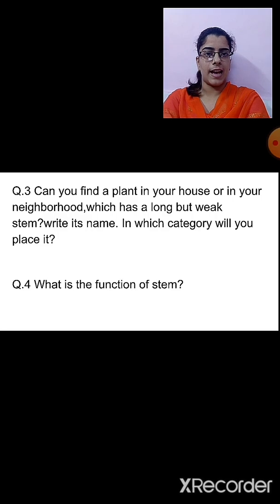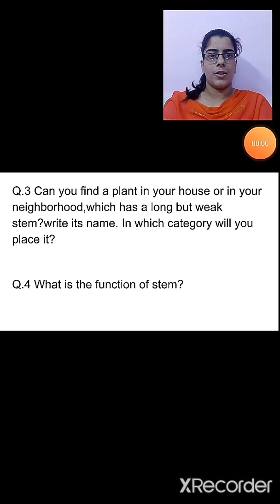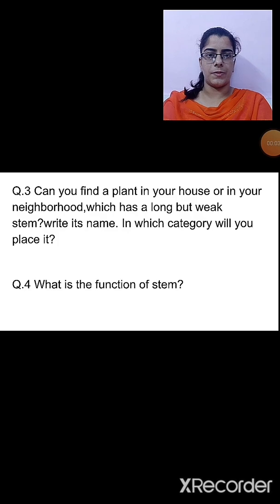Money plant could be the example. Which category does the money plant belong to? It is a climber. It has a long but a weak stem. Question number 4 is write the functions of stem. What are the functions of stem? Stem holds the plant upright. Stem conducts water and minerals from the roots to the different parts of the plant. Stem conducts food from the leaf to the different parts of the plant.